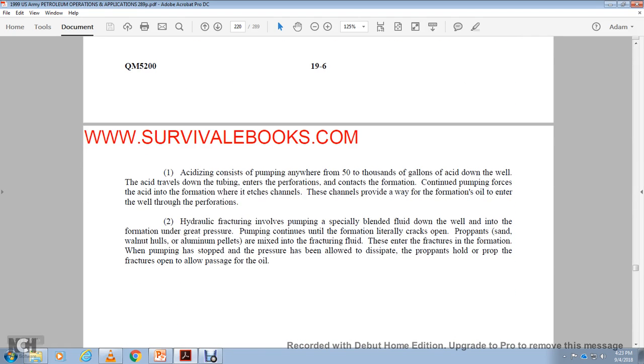Hydraulic fracturing involves pumping a special fluid down into the formation at great pressure, which laterally cracks the formation open. Propellants such as sand, walnut hulls and aluminum pellets are mixed with the fracturing fluid. This enters the fractures in the formation, and pumping is stopped so the pressure is allowed to dissipate. The propellants hold and prop the fractures open and allow a passage for the oil.